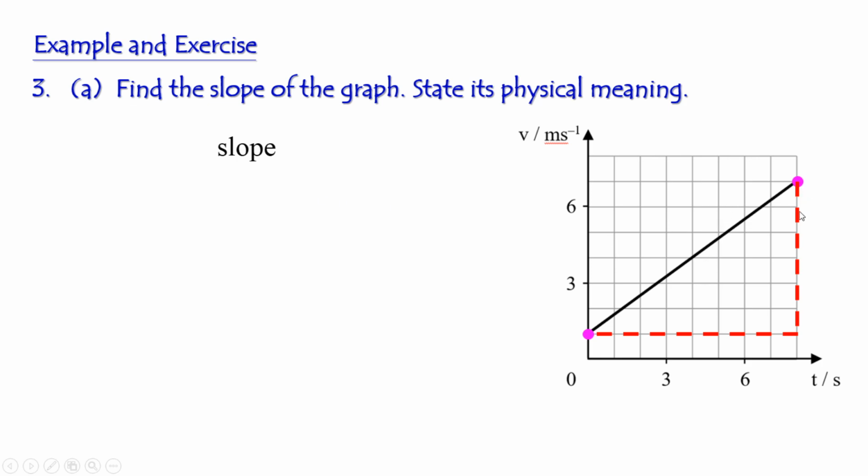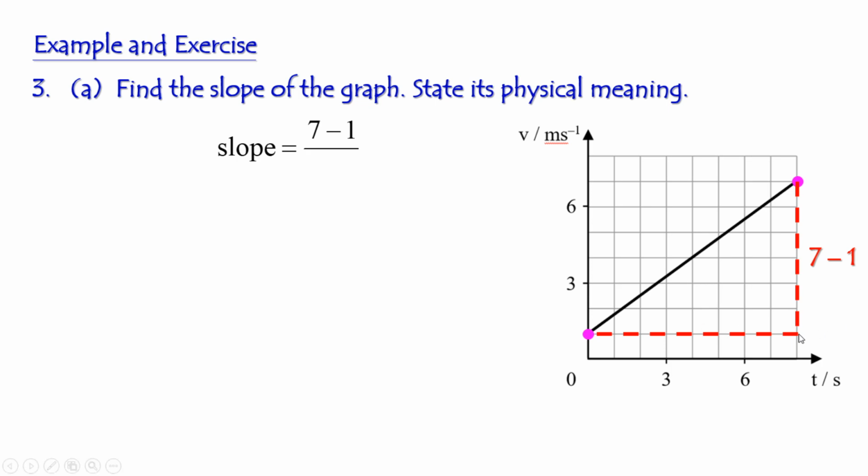And what is the vertical height of this triangle? That means the vertical dotted line, okay? This point equals 7, and this value is equal to 1. So this length should be equal to 7 minus 1. Is it okay? 7 minus 1.